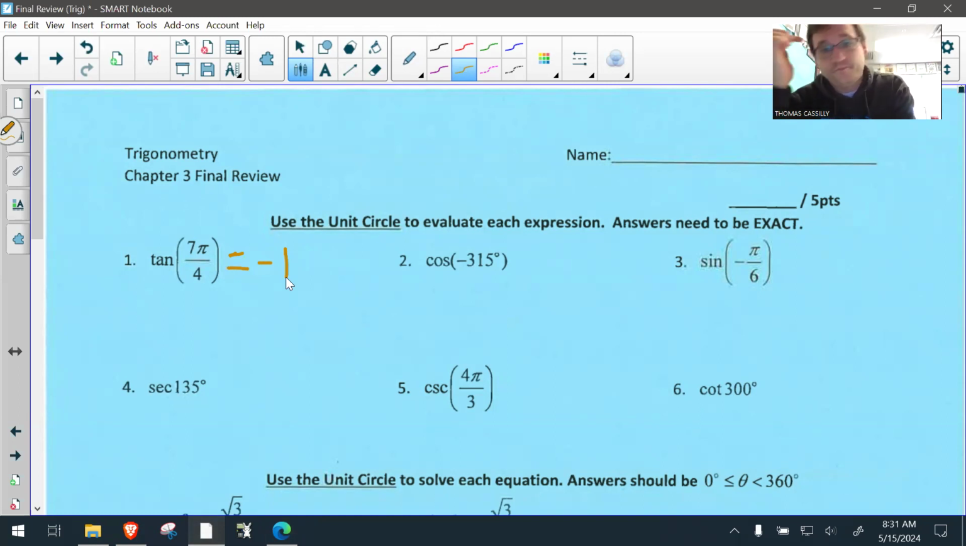All right. Now, this next one, cosine of -315. -315 is not on our unit circle. So what we need to do is find a coterminal angle. We talked about this in the last video. A coterminal angle has the same ending spot.